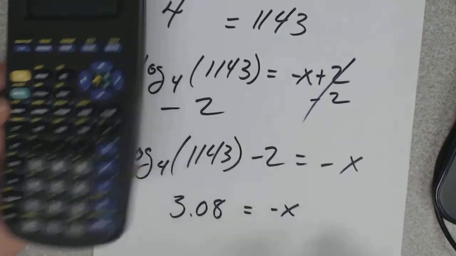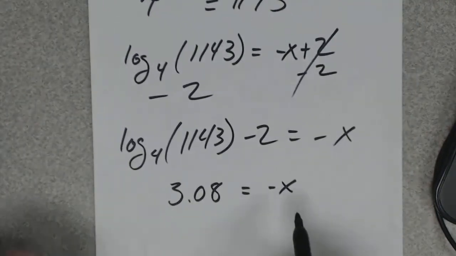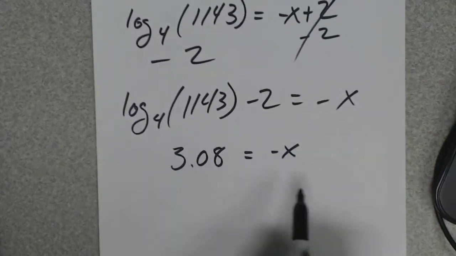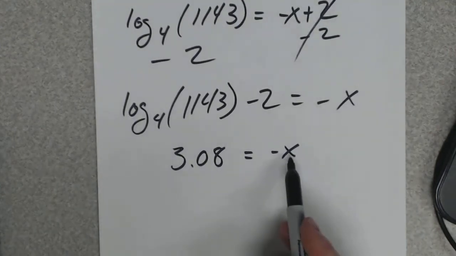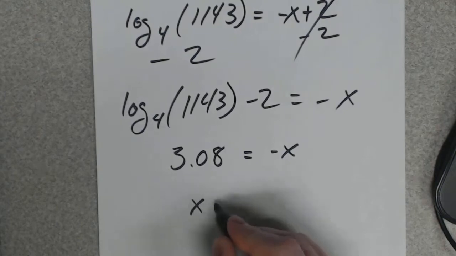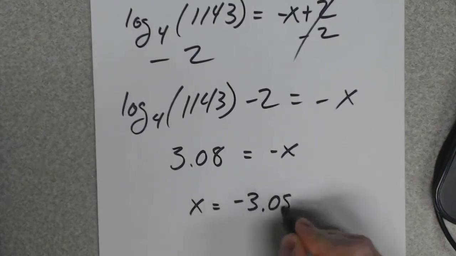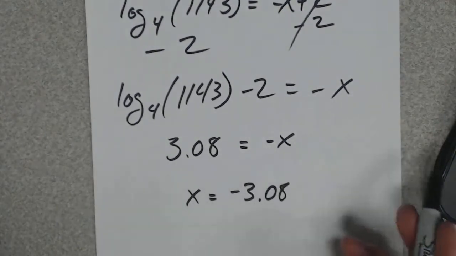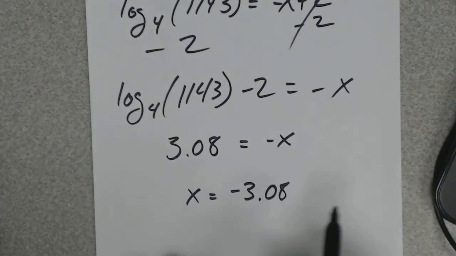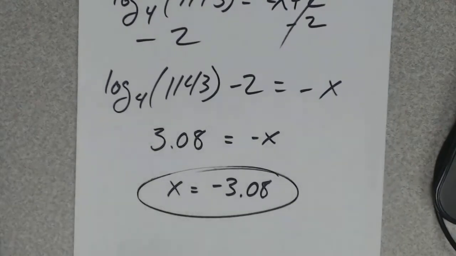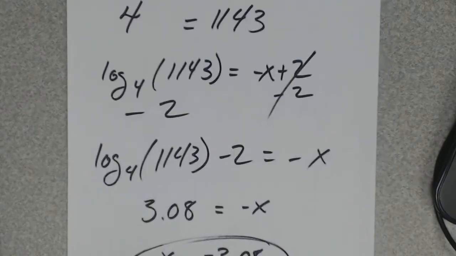equals a negative x. Well, you can't leave it as a negative x, right? So you divide both sides by negative 1, or if it's negative x equals this, then a positive x equals a negative 3.08. That's the way I look at it. Divide both sides by negative 1, change all the signs. However you look at that, your answer is negative 3.08.